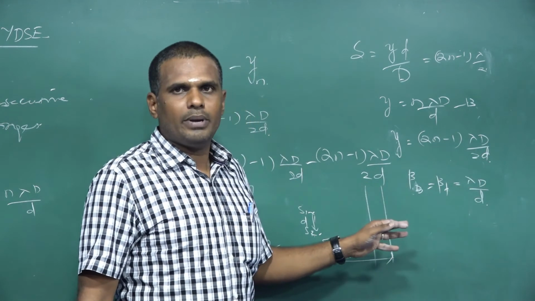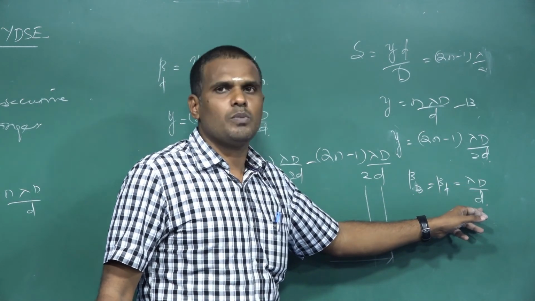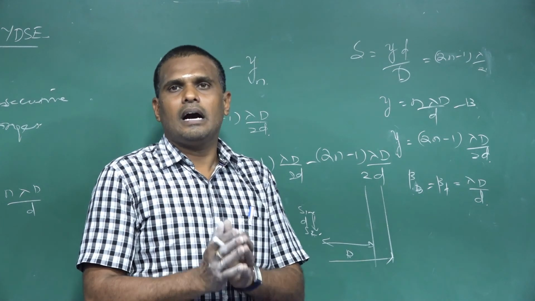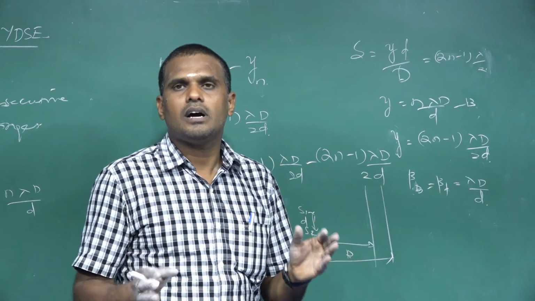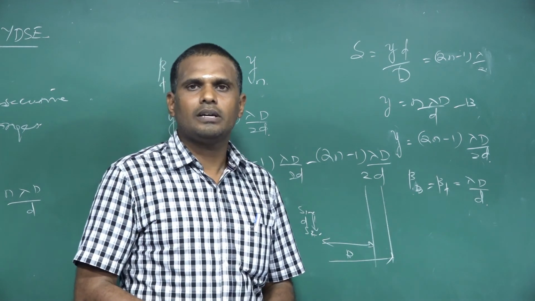Then bandwidth can be calculated for both bright and dark fringes, which is equal to lambda D divided by d, which indicates that on either side of the central bright fringe, you will be getting alternate dark and bright fringes of equal widths at equal distances. That's all about Young's double slit experiment.